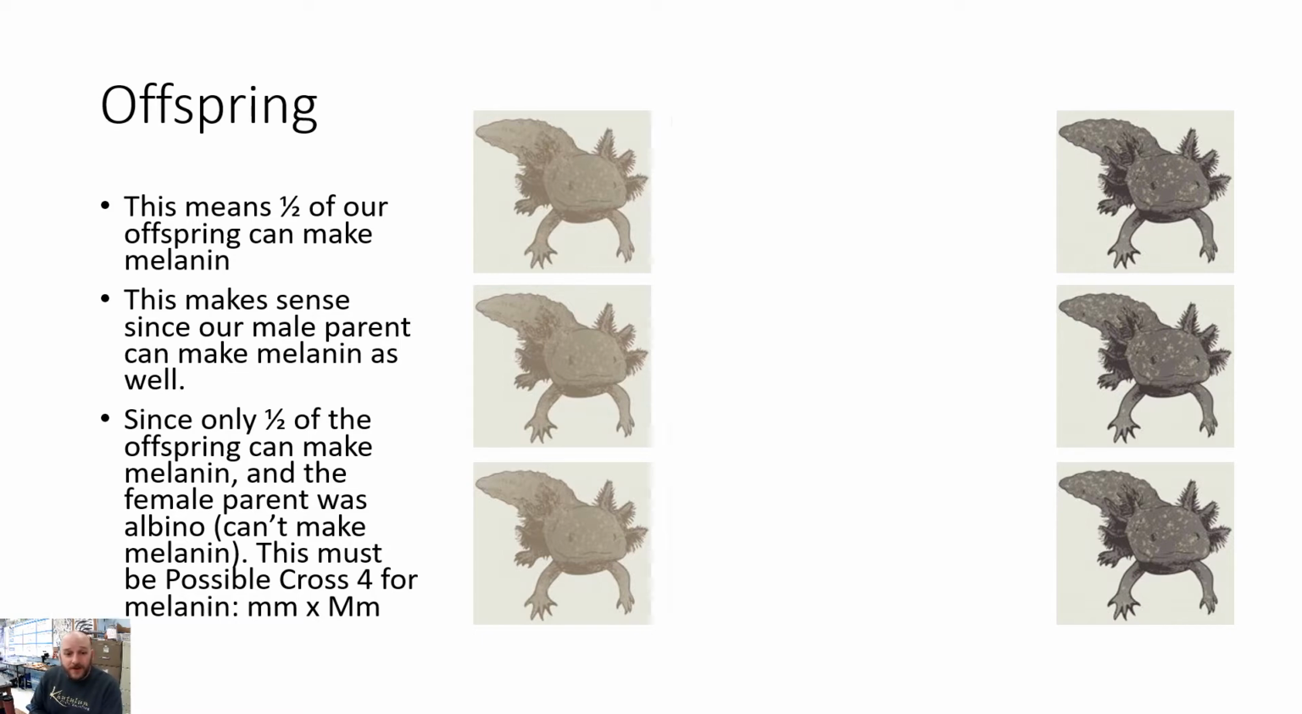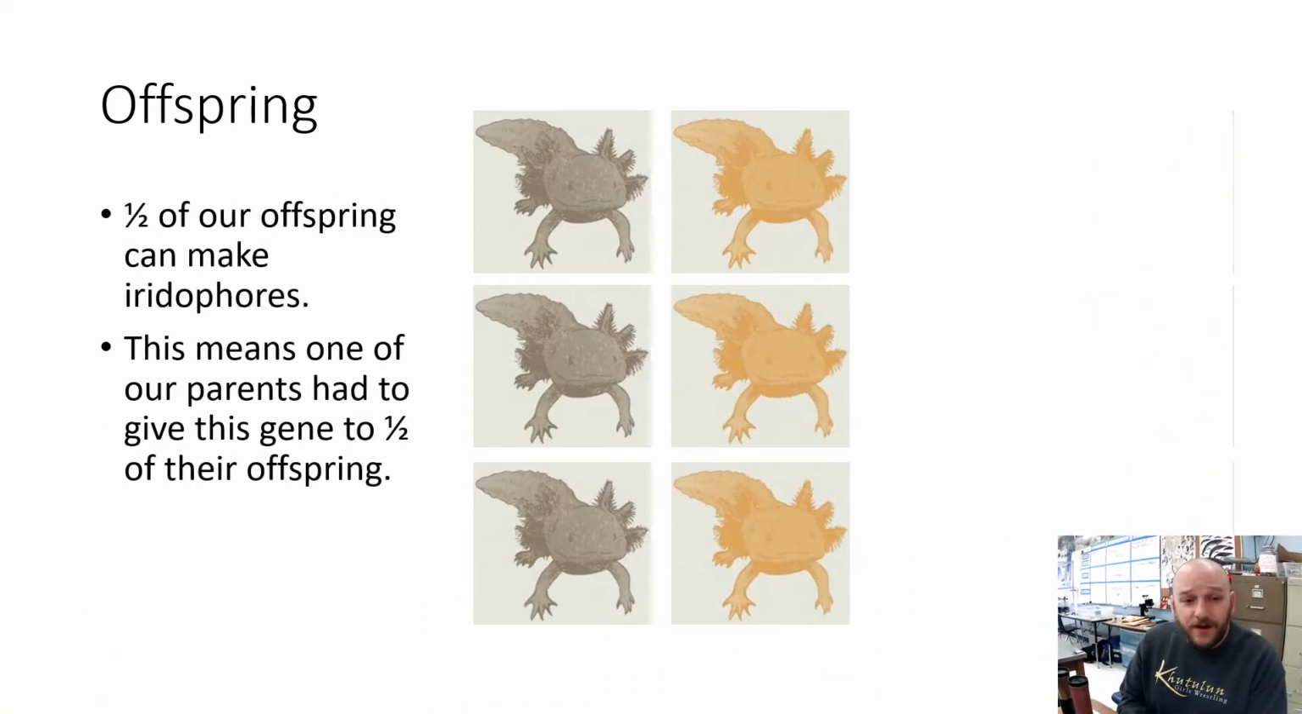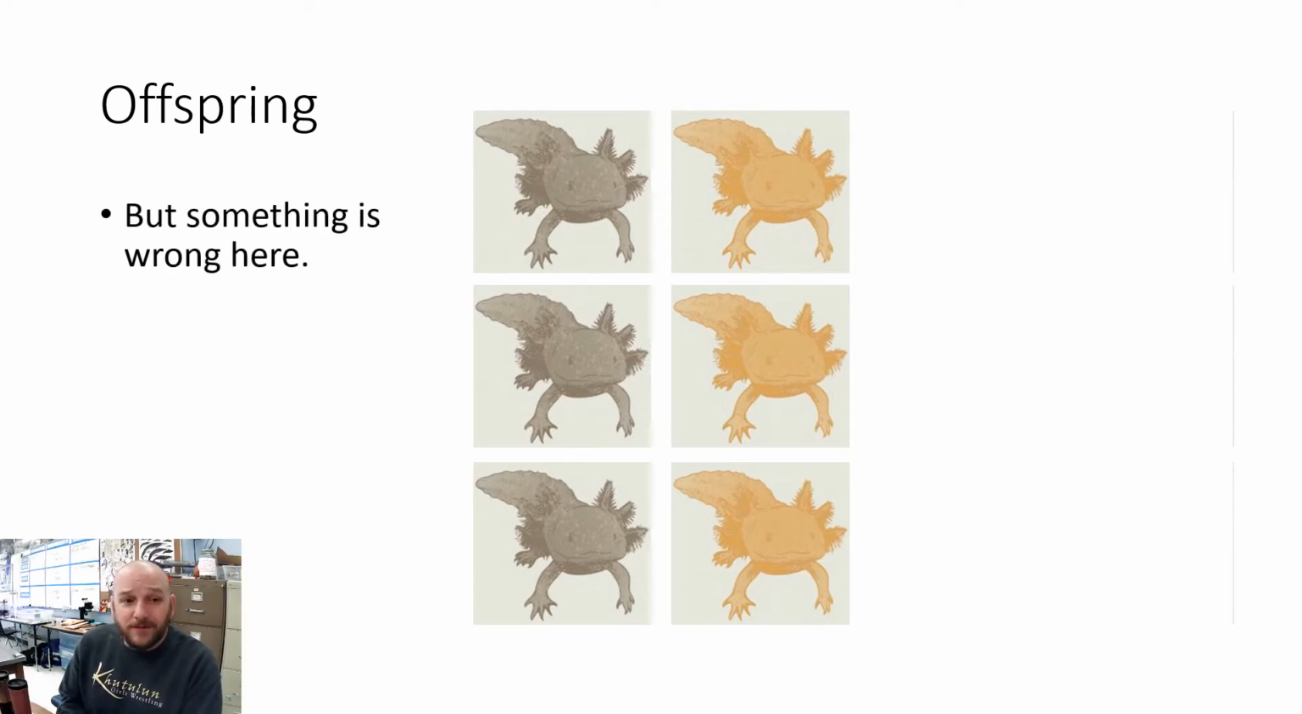Now when it comes to erythrophores, half of our offspring were able to make erythrophores as well. All of the wild types and all of the goldens were able to make erythrophores. The albinos and the melanistics couldn't. And this means one of our parents had to give this gene to them as well. There's a problem with this, right?